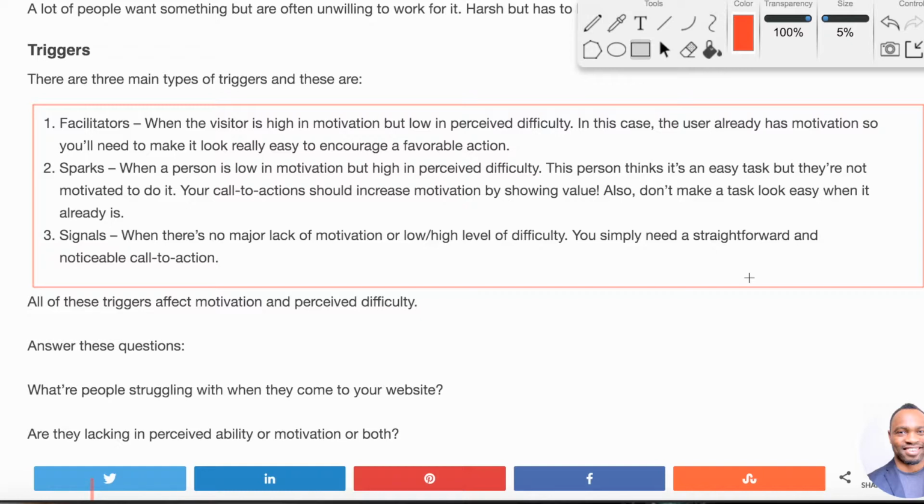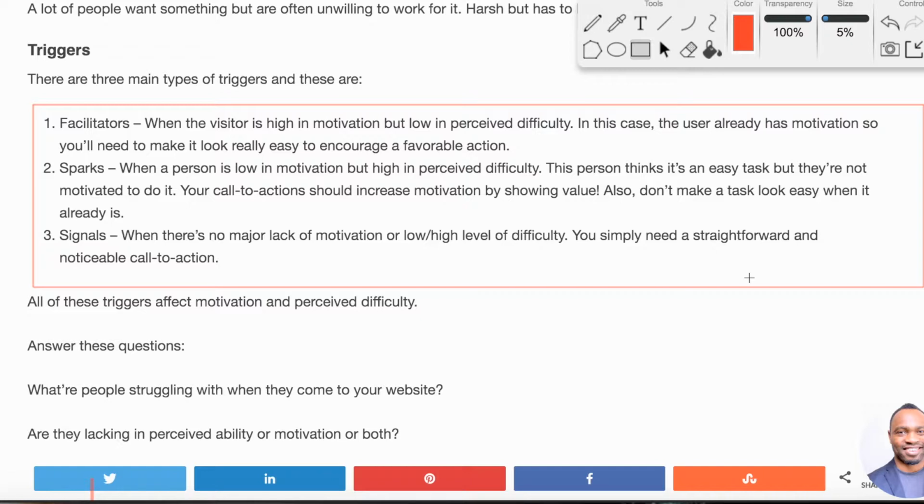And then sparks. Let's talk about that real quickly. So it says, when a person is low in motivation but high in perceived difficulty, this person thinks it's an easy task, but they are not motivated to do it. So in this case, your call to action should increase motivation by showing value. Okay, I'm going to repeat that again.